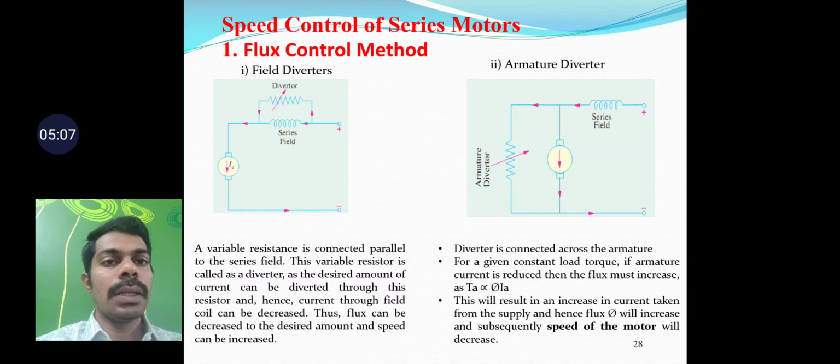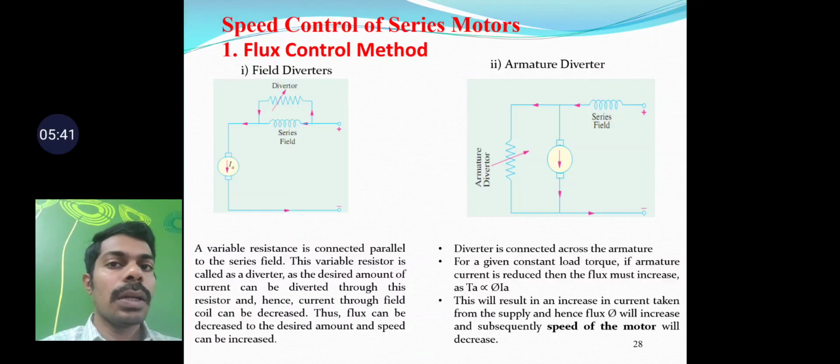As we know, in a DC series motor the armature and field are connected in series. In that, the field is diverted with the help of a resistance, which is known as field diverter. A variable resistance is connected in parallel to the series field. This variable resistor is called a diverter as the desired amount of current is diverted through this resistor. Hence, the current through the field coil decreases. So the flux decreases and the speed increases.